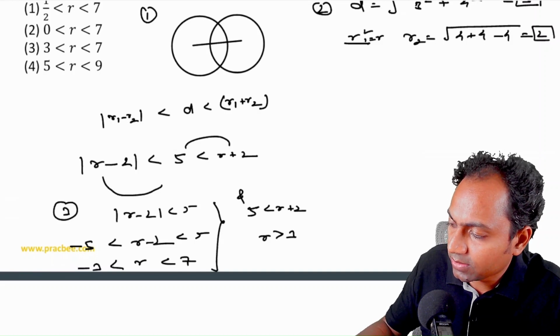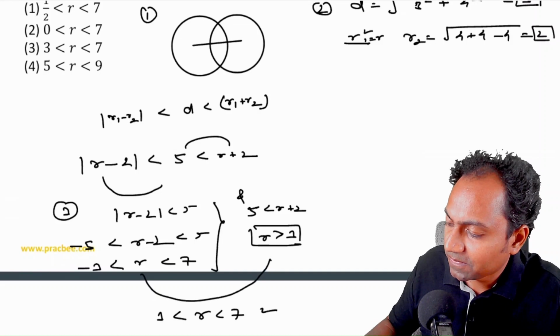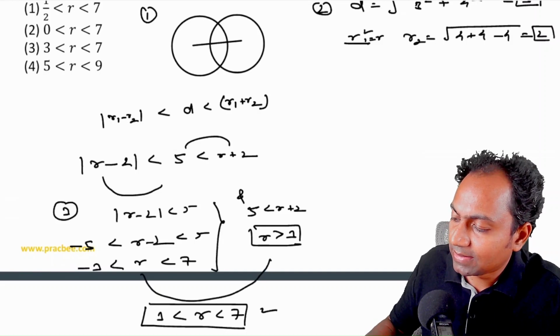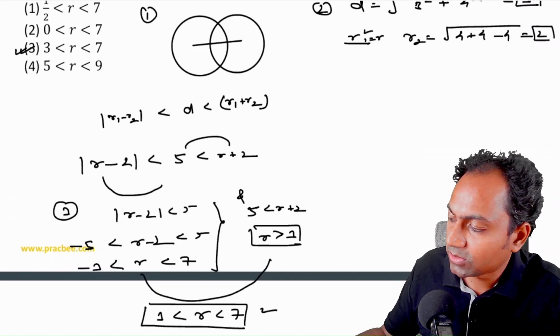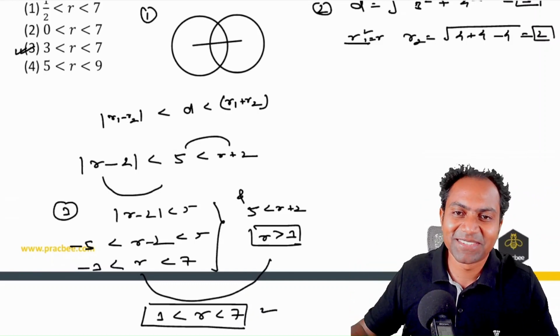So R needs to be greater than 3. If I take the intersection of both of these, you can see that the answer to this question becomes nothing but option 3. Quite a simple question based on the basic condition of circle-circle interaction.